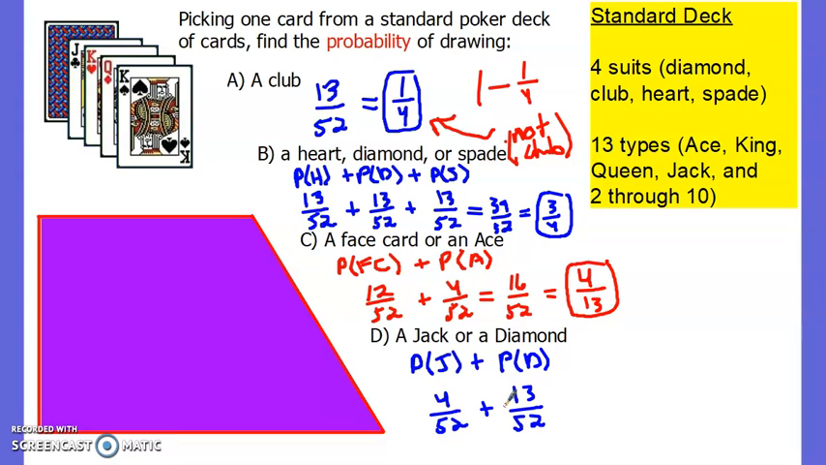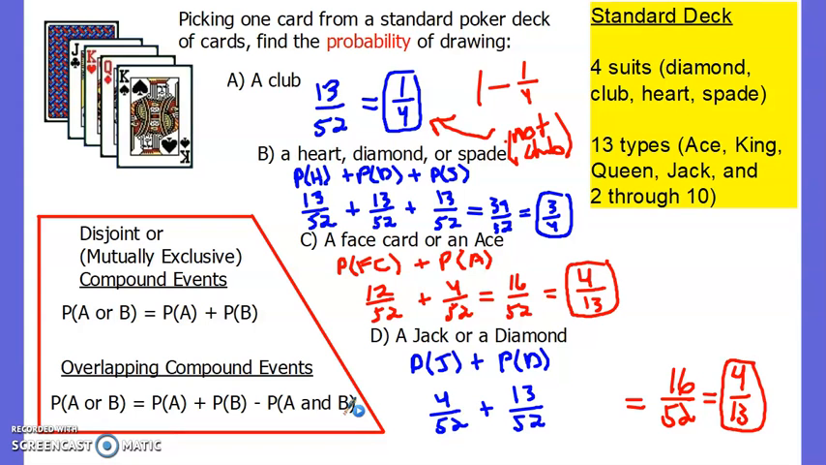The problem being, we just counted the jack of diamonds in both parts. Now, it's not a bad thing that we're saying we can draw the jack of diamonds. It just happens to satisfy both categories. The problem is we double counted. There are actually only 16 cards, not 17 cards, out of the 52 cards. Or basically, we should have a probability of 4/13 for an answer.